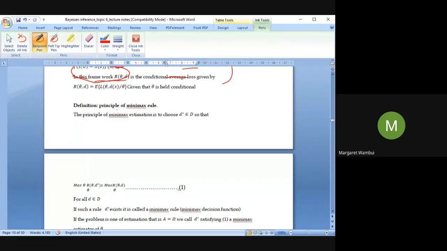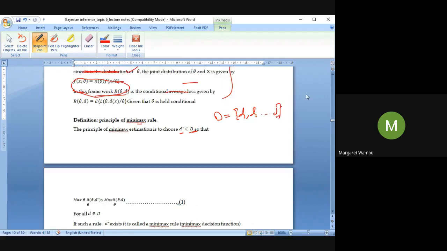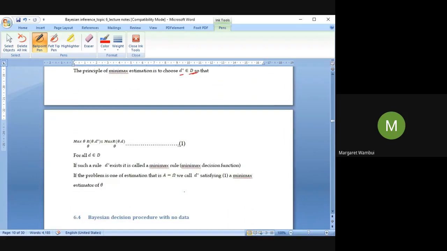So we make a definition here of what we call the principle of minimax rule. And we say that the principle of minimax estimation is to choose a decision out of the class of decisions, because now D here means it has several decisions to make, decision 1, decision 2, up to maybe decision n, so that the maximum under theta, this should have been under theta.